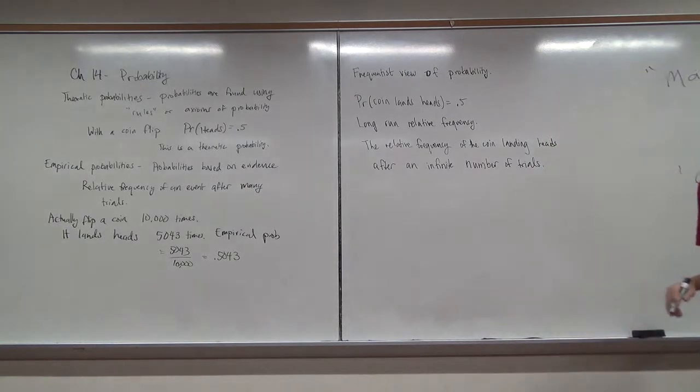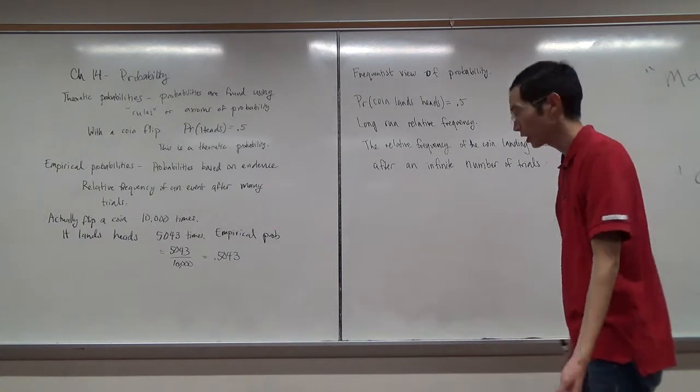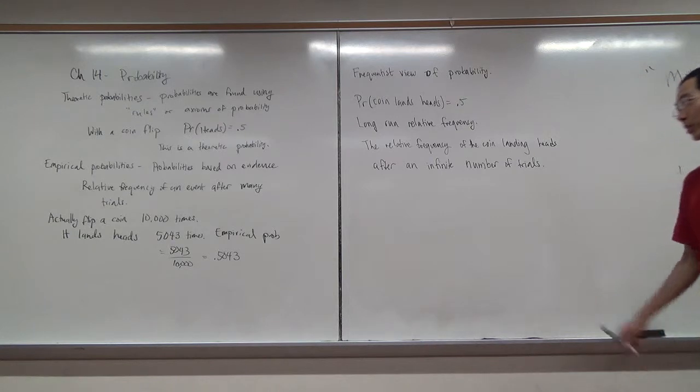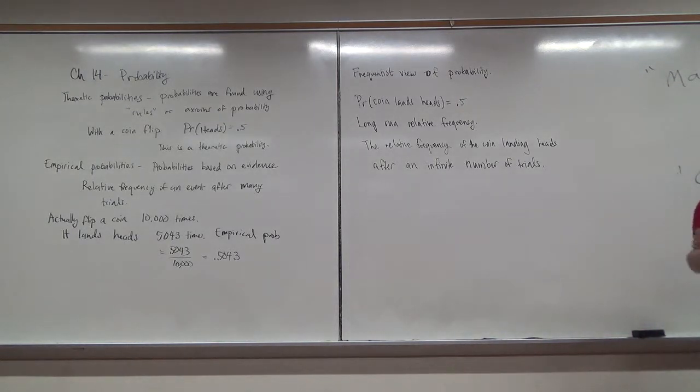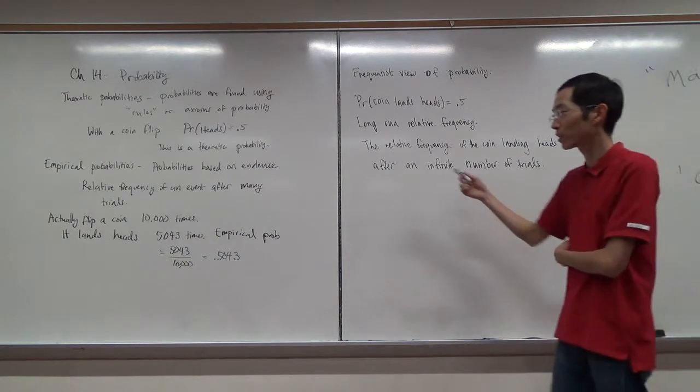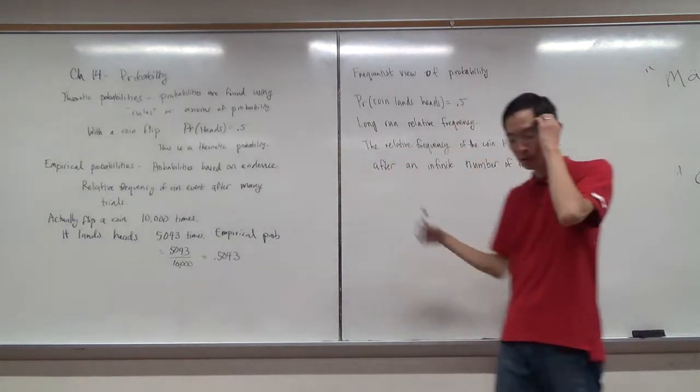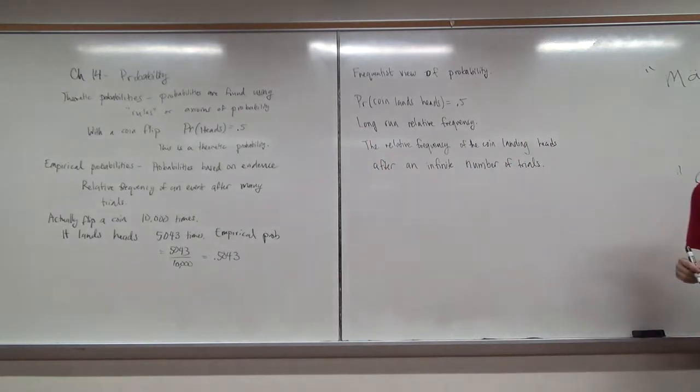But of course, we cannot do anything an infinite number of times in our real world, in our lifetime. But this is the idea of a frequentist view, that if we do this many, many, many times, we are looking at the overall relative frequency to be 0.5.